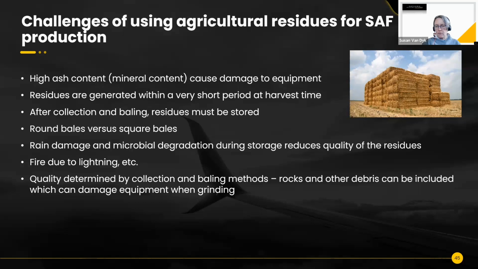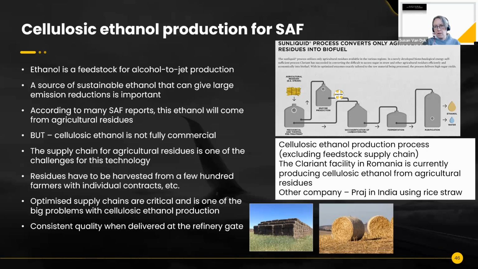You have microbes there that start degrading because they can live on the agricultural residues and extract carbon for growth. So you are reducing the content of the residues that you can use for SAF. It will reduce the quality of the residues and also the yield of any fuel that you make. It can also, if you have lightning strikes, you can get your stacks burning down. And the quality of your feedstock is determined by collection and baling methods. So if you come across on the ground and you're collecting all these residues, you might be sucking up stones and rocks and sand or any other garbage that is lying around there. And all of this can damage your equipment when you bring it into your biorefinery.